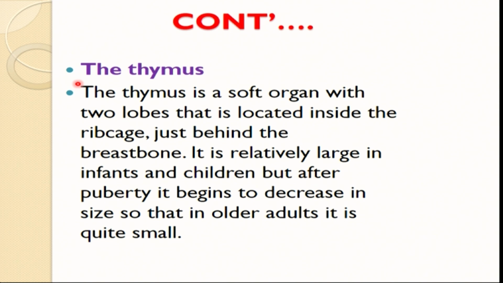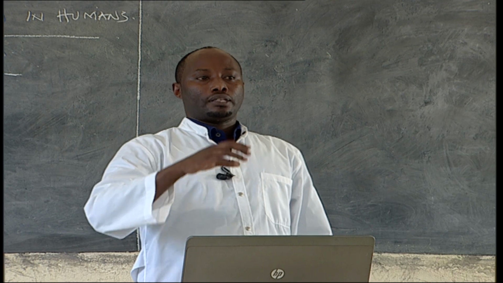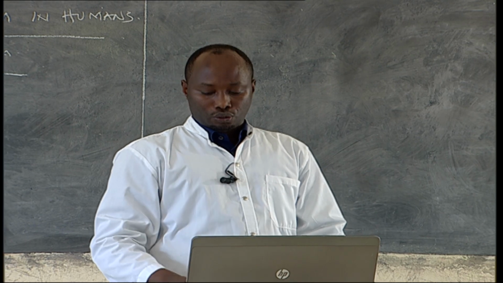We have the thymus, which is located in the chest. It is a soft organ with two lobes located inside the rib cage, just behind the breastbone. It is relatively large in infants and children, but after puberty it begins to decrease in size, so that in an older adult it is quite small. That's why the immune system in old people is weaker, because the thymus decreases in size as the person gets old.